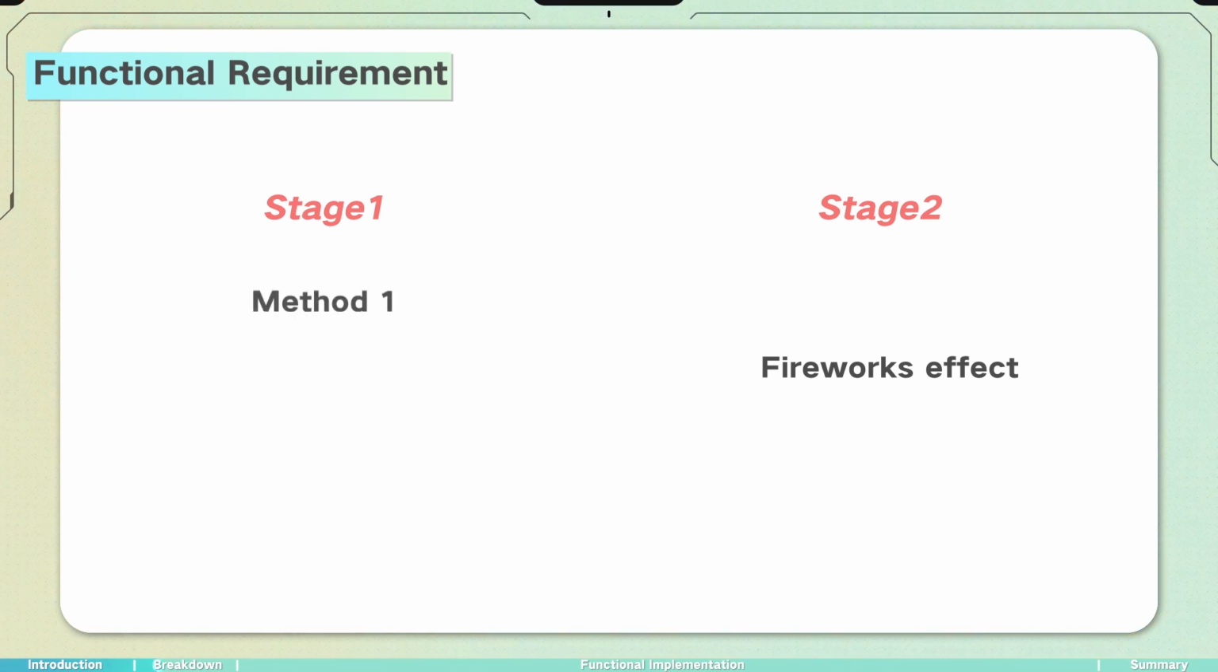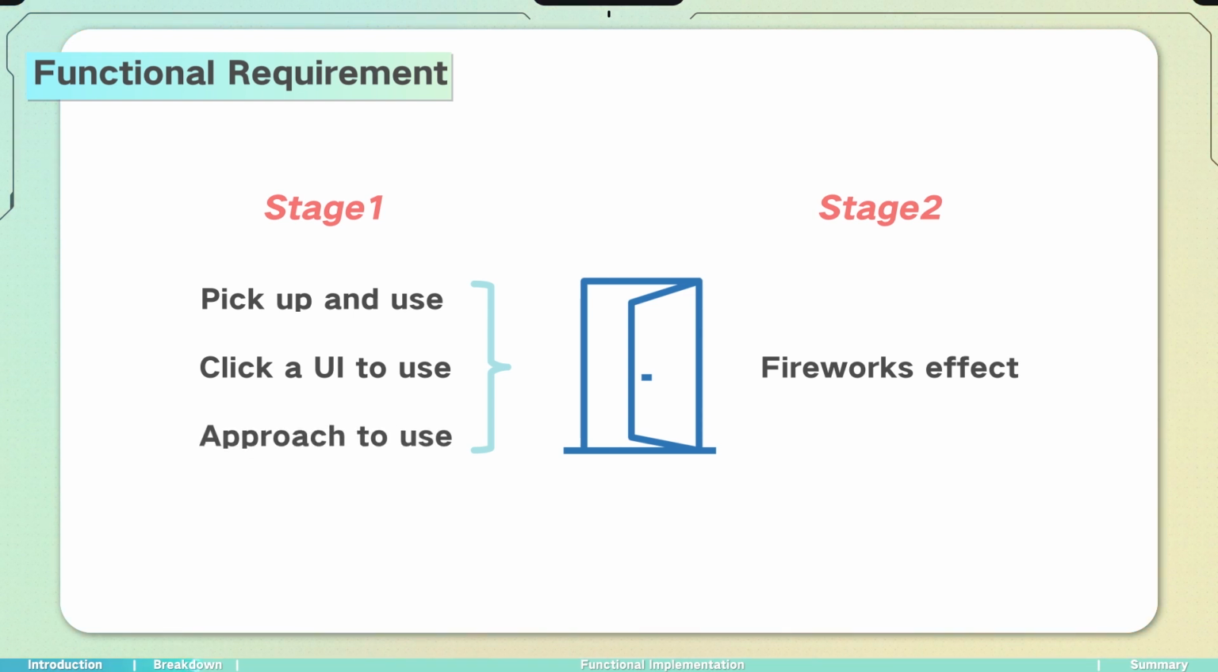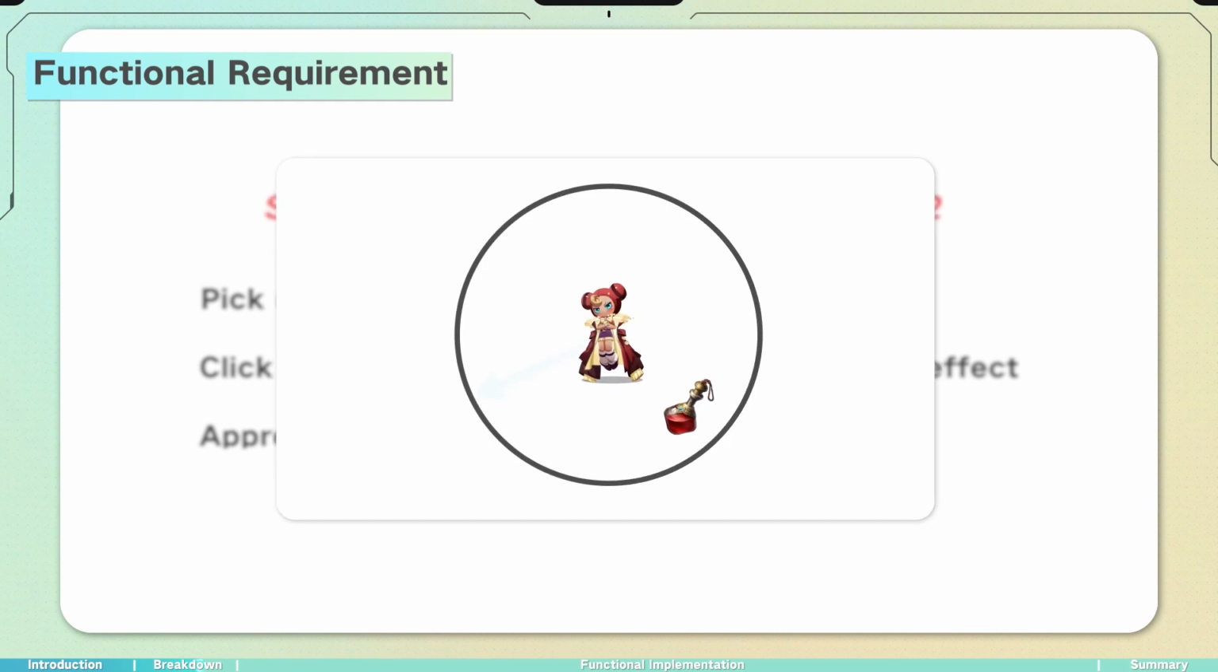As we want to design multiple methods for players to use the item, we need a unified entrance to trigger the item effect. The first two methods, clicking to pick up and use, and clicking a UI button to use, are built in Cleekly. We only need to set in the object editor and the UI editor. For the method of approaching to use, we need to design a surroundings detection to check whether the player is near the item and trigger the item use.